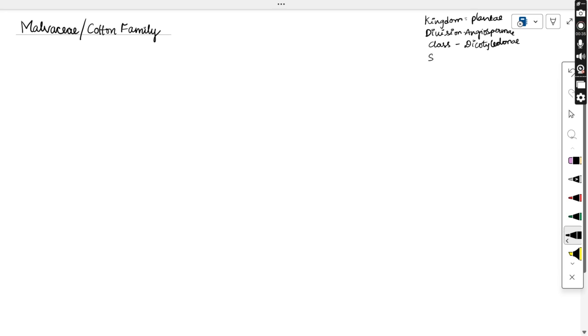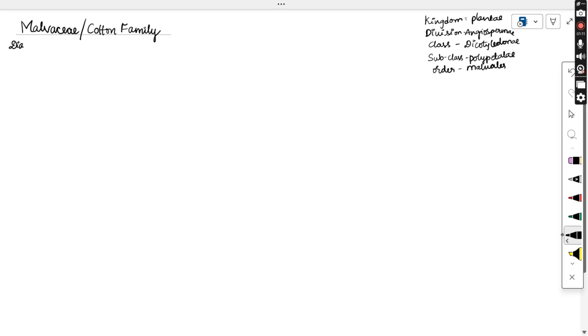Coming to the subclass, these all contain free petals. All the petals are in free condition, so that's why it is Polypetalae. And the order is Malvales, and the family is Malvaceae, or the cotton family. First let us see the floral formula for this family, then we can go with the floral diagram. If you want to identify a Malvaceae plant, it has some diagnostic features.